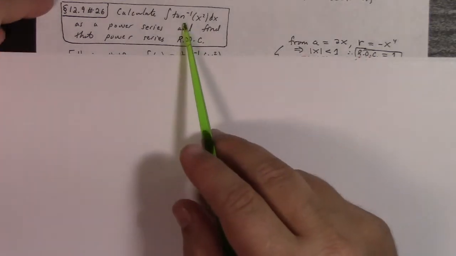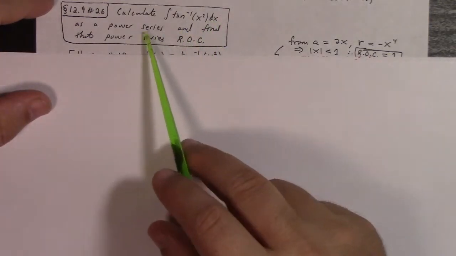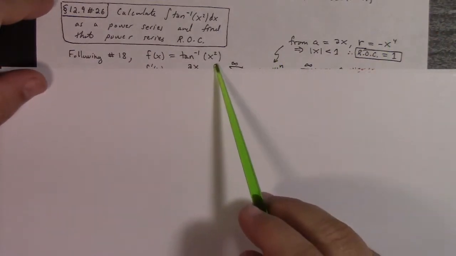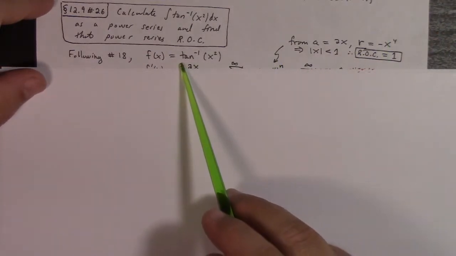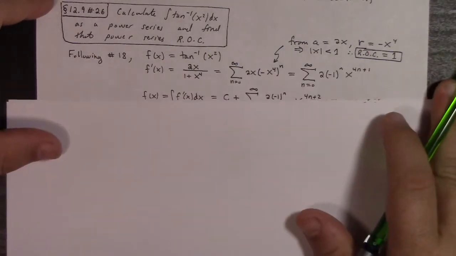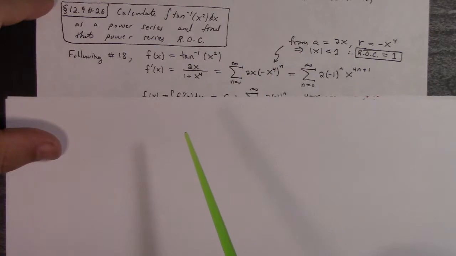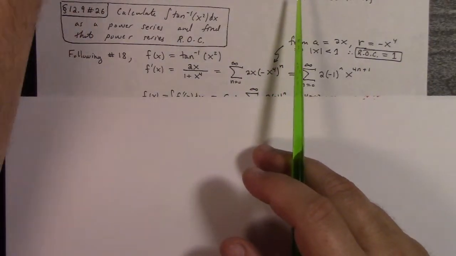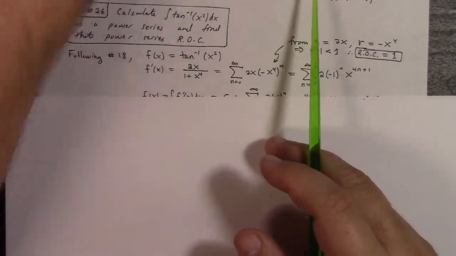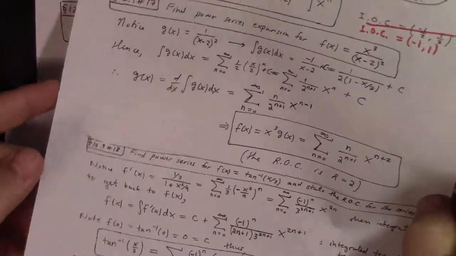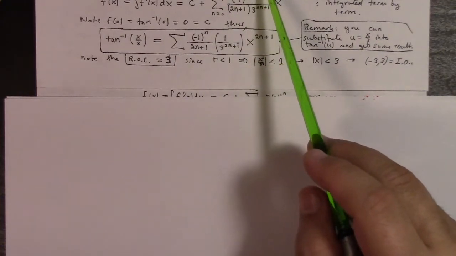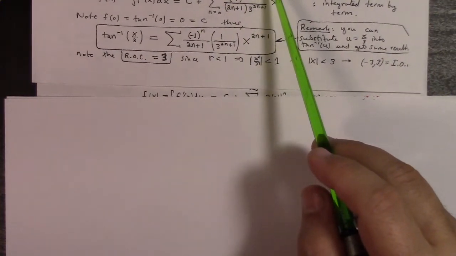Here's another one. Integrate inverse tangent of x squared dx as a power series. Find the radius of convergence. So following number 18, which was, what did I do? Number 18, what was number 18? It seems like forever ago that we did number 18. Where is number 18? Ah, number 18. There we found the power series for inverse tangent of x over 3.